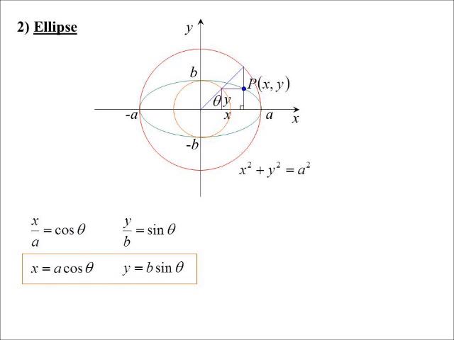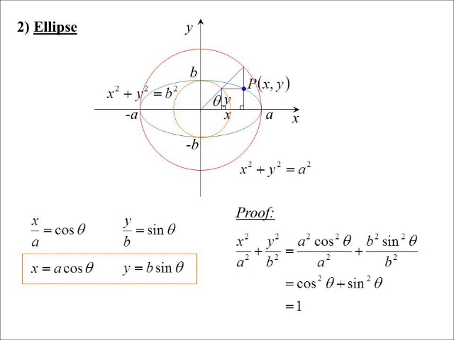Very similar to the circle. It's just that the coefficients in x and y are different because we're talking about an ellipse rather than a circle. And again, I can easily substitute those in to show that they do indeed work. X squared on a squared plus y squared on b squared. You see the a squareds cancel, the b squareds cancel. Once again, I get our familiar cos squared plus sine squared, which is equal to 1.